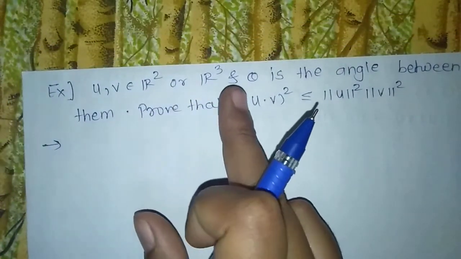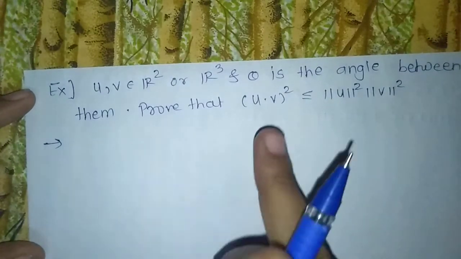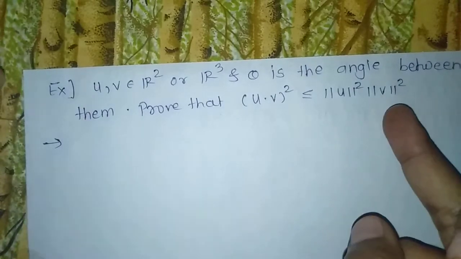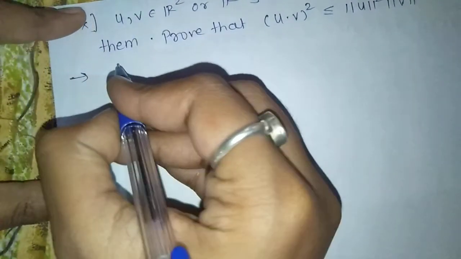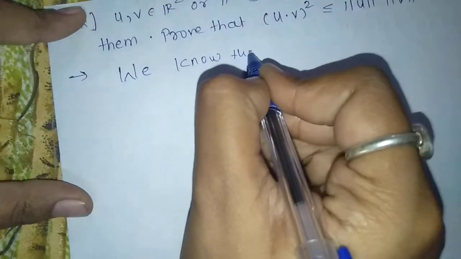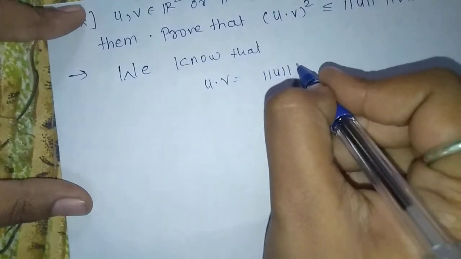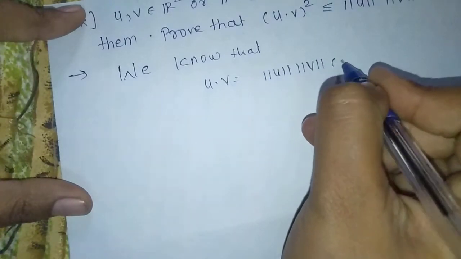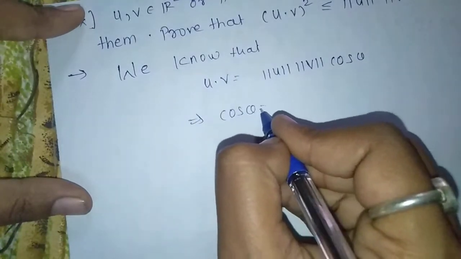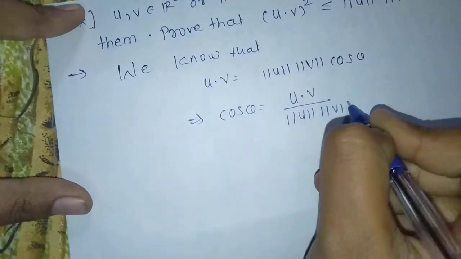Next example: U and V belong to R2 or R3 and theta is the angle between them. Prove that U dot V whole square is less than or equal to norm U square into norm V square. We know that U dot V is equal to norm U into norm V cos theta, which implies cos theta is equal to U dot V upon norm U norm V.